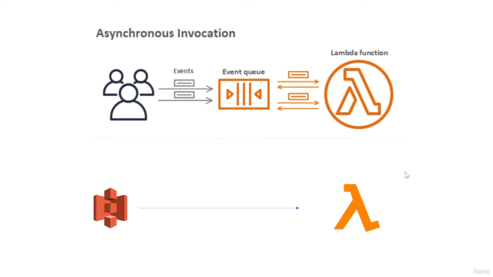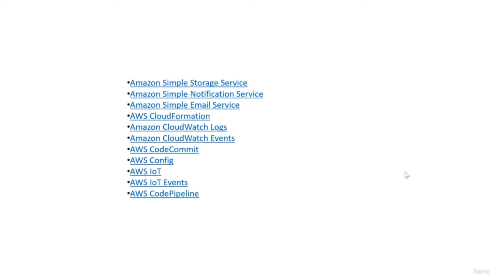So you would use an asynchronous invocation when you're not worried about the response of that particular Lambda function. You just want to send that particular event to that Lambda. So some of the services that are used for asynchronous invocation include Amazon S3, SNS, SES, that is Simple Email Service, AWS CloudFormation, and a few more. Okay, so now let's look at a few examples of this. So I will see you in the console in the next chapter.